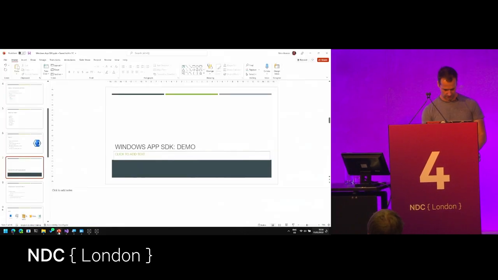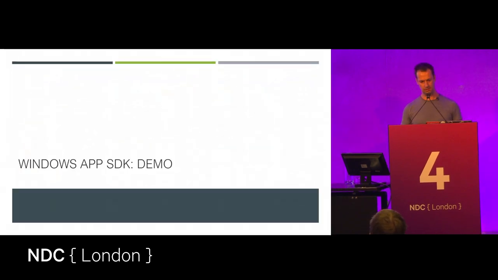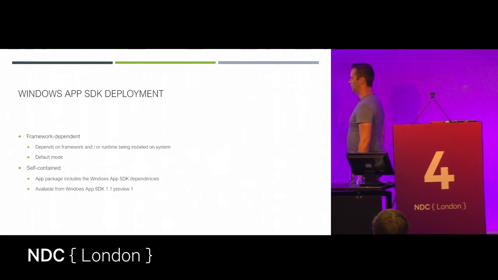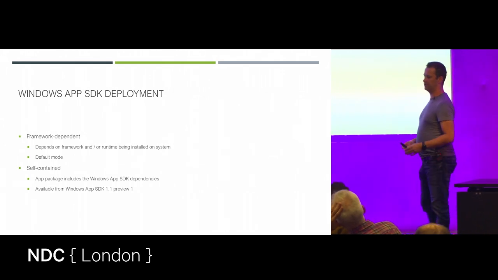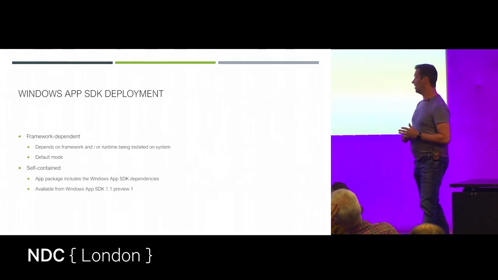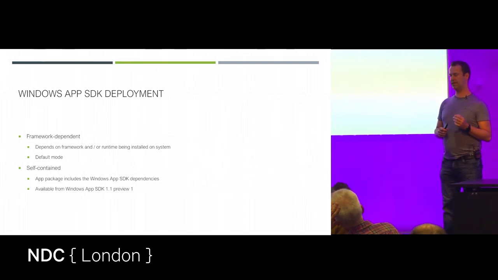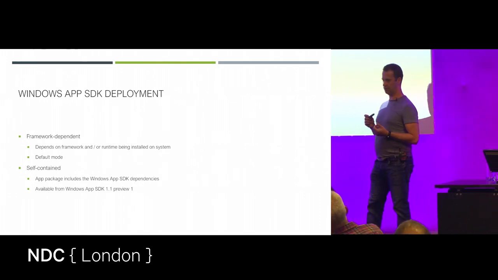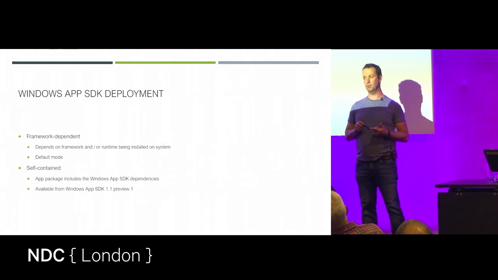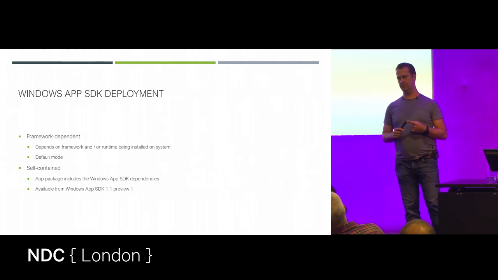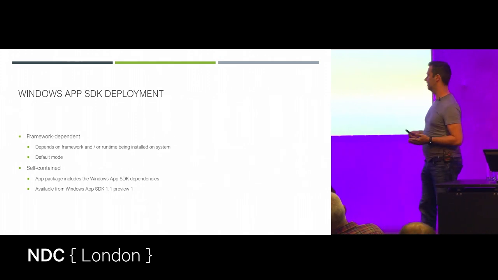All right, let's jump back to some slides. We've reached the point where our application is finished and we need to deploy it to our customers. Yay, exciting times. We can do two things. Actually, for now, we can do only one thing. We can do framework dependent, meaning that the version of .NET and the Windows App SDK that we are depending on needs to be installed on the user's system. That's a given. We cannot go past that.